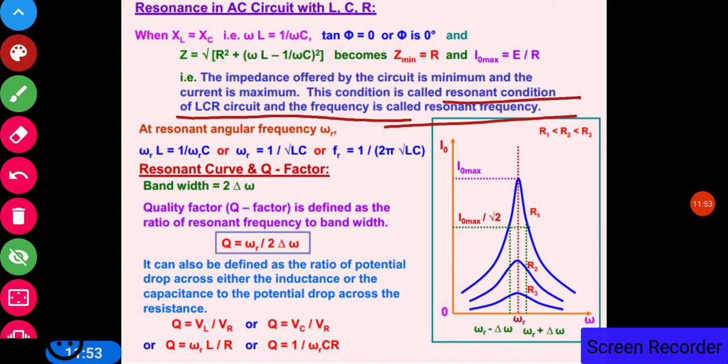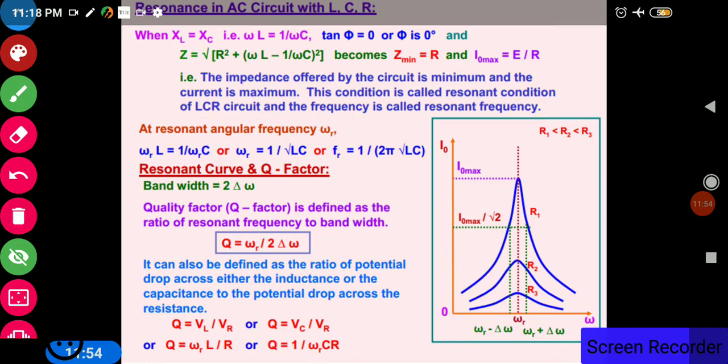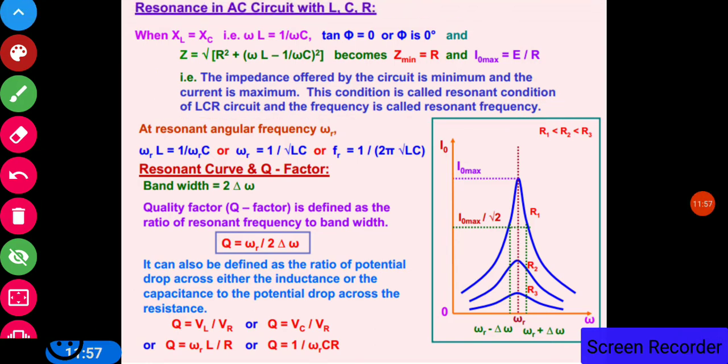This is a very important condition. So, what is the condition of resonance? When XL is equal to XC, or omega L is equal to 1 upon omega C. In that case, the impedance is minimum and the current is maximum. Such a condition is called the resonant condition of the LCR circuit, and the frequency at which XL is equal to XC is called the resonant frequency.